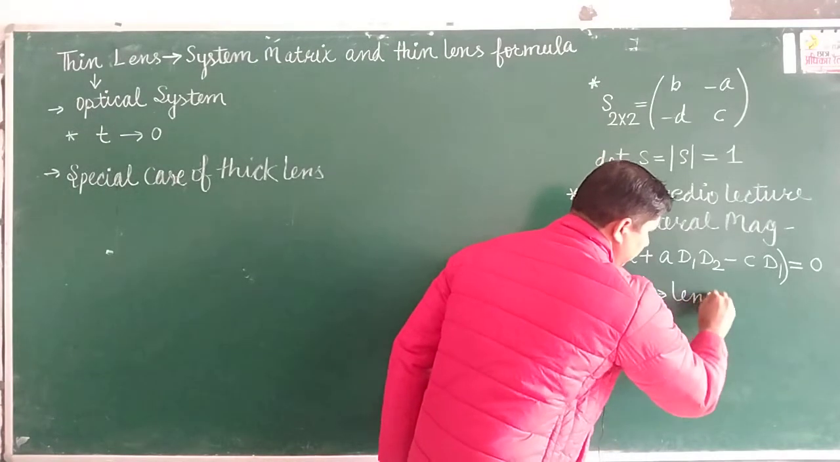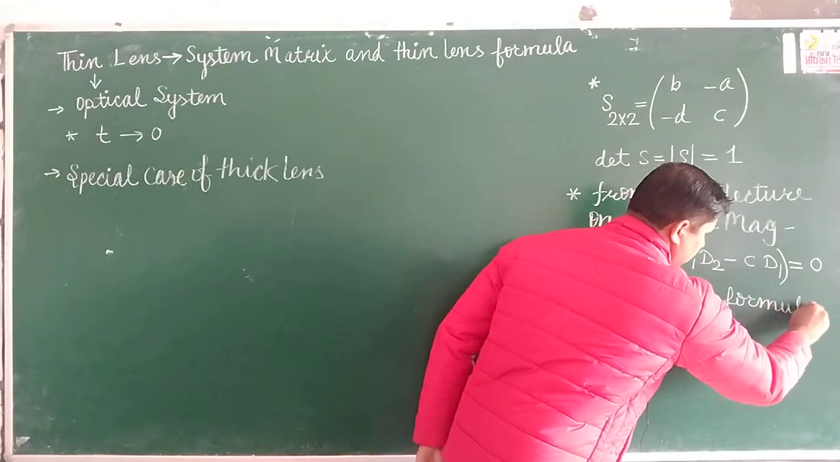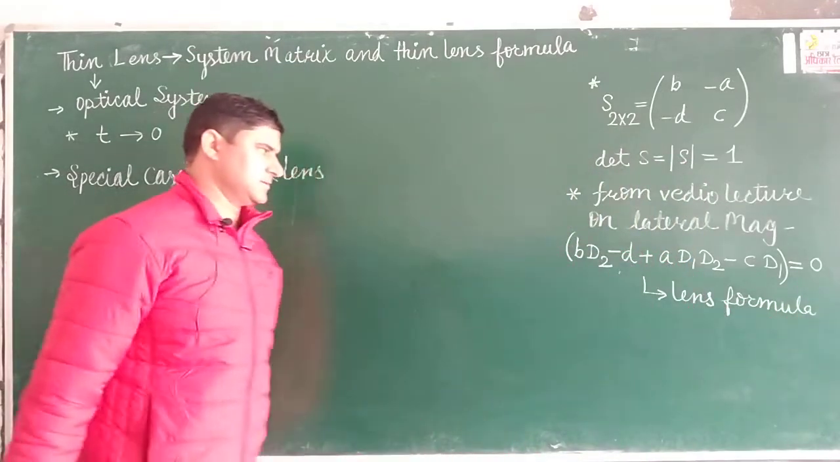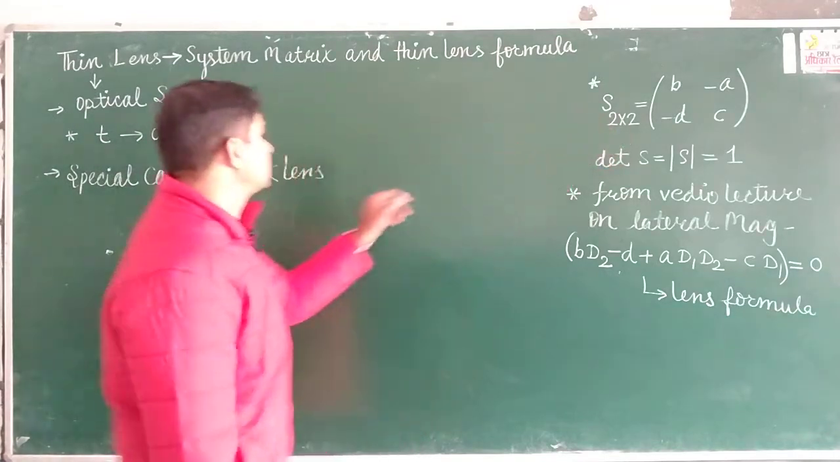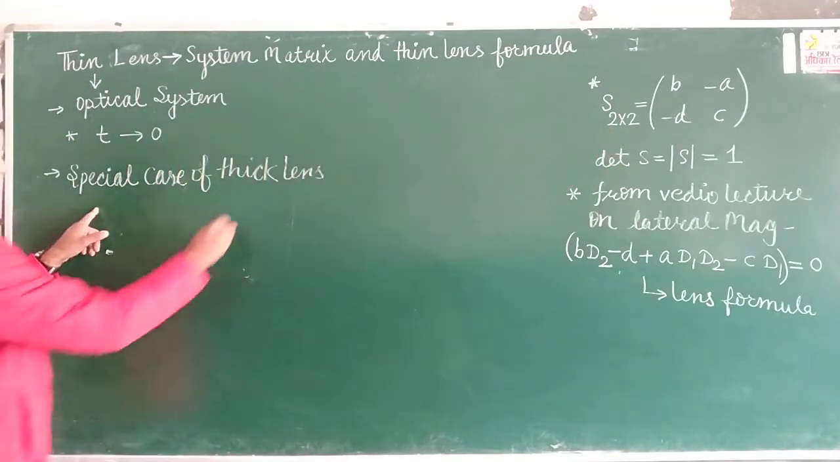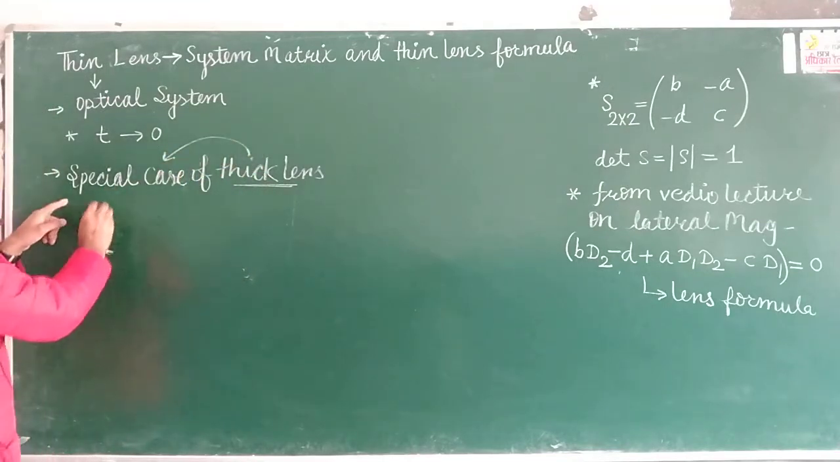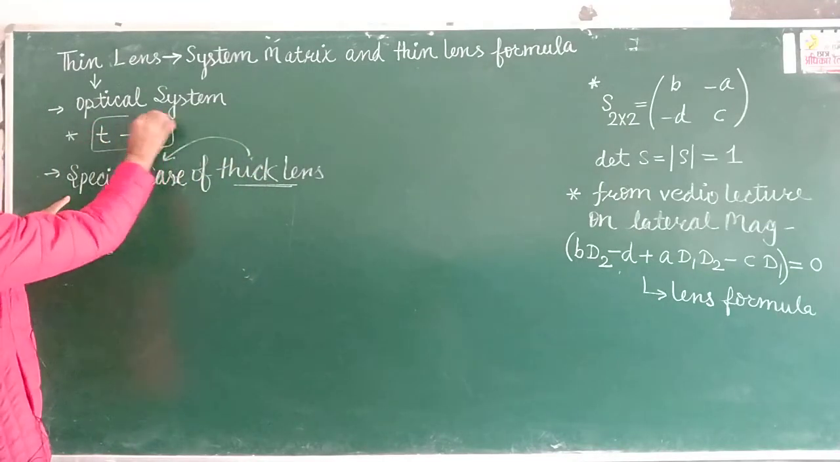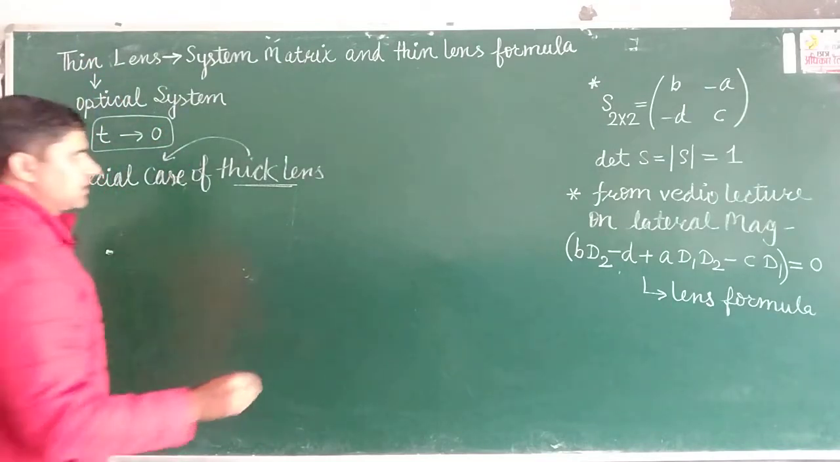So you have to keep in mind this relation. Okay, so firstly we will obtain the system matrix for thick lens, and then we will take a special case in which we will put this limit to obtain the system matrix for thin lens. So let us start now.